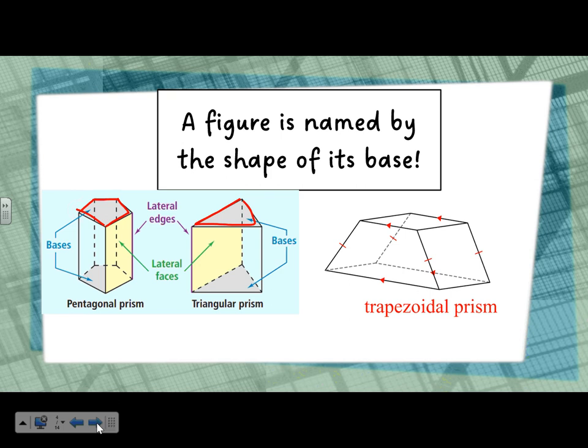If you don't know what to put and you just put pentagon prism for the first one or trapezoid prism for the last one, I'm okay with that. That's completely fine. Last thing, again, these are all prisms. So if you look at the other sides that aren't bases, the lateral faces are all rectangles.